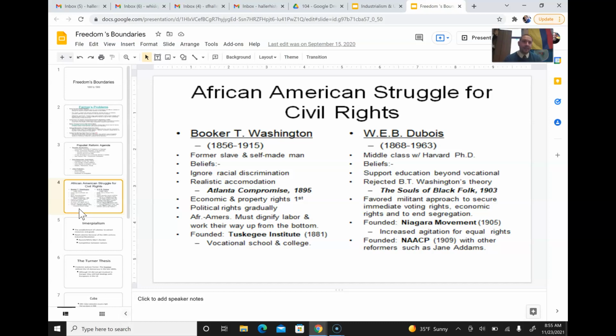He founds the NAACP. So the NAACP is the National Association for the Advancement of Colored People that provides scholarships and other forms of assistance for African Americans to get their education. Again, go to college and get into the middle class through merit.